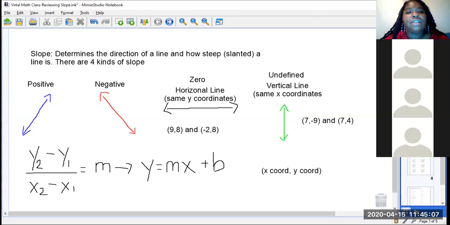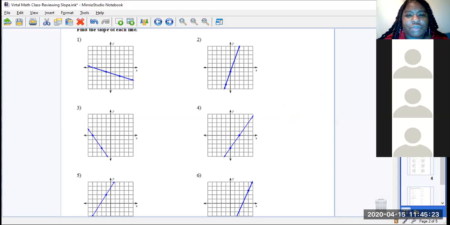All right. So now this is what we're going to do. We're just going to practice on what slope looks like. We're just going to identify what kind of slope we have. So the next sheet, which is this one, we're just going to identify what slope we have. That's it. Can everybody see it?